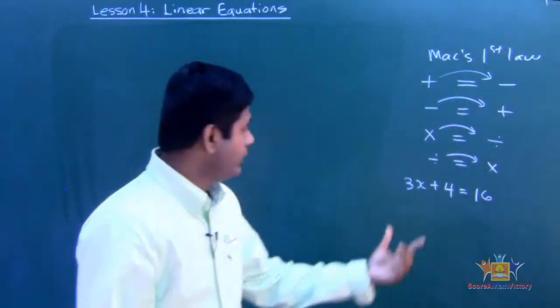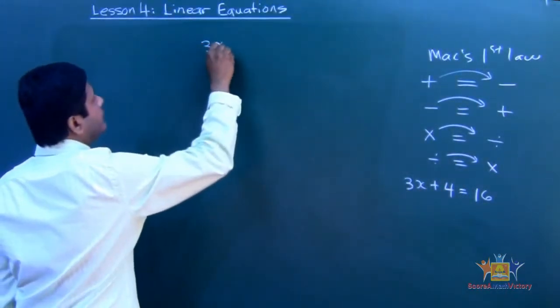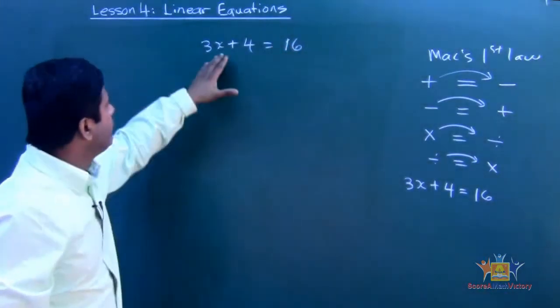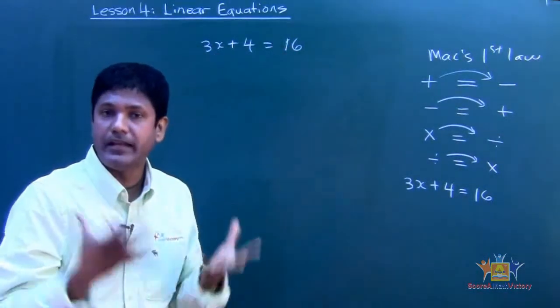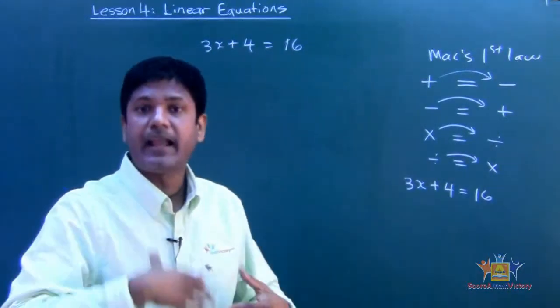Alright, my dear students, 3x plus 4 equals 16. Let Mr. Mac write it down here: 3x plus 4 equals 16. Now I'm looking for x. That means I need to isolate x. The 3 and the 4, which are surrounding x, I've got to get rid of.